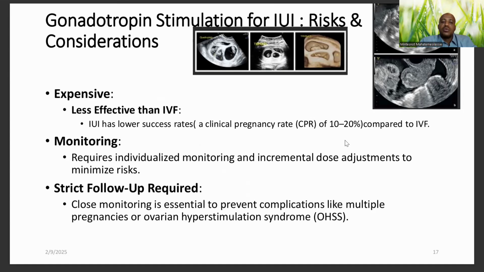Not only that, when somebody uses gonadotropin, it has side effects like risk of multiple pregnancy and ovarian hyperstimulation syndrome. So gonadotropin should be used by fertility specialists. Otherwise, we may end up with unnecessary morbidity and mortality for the mother as well as for the fetus.